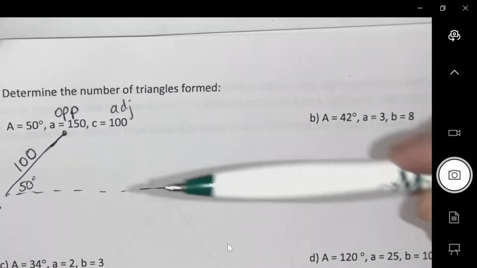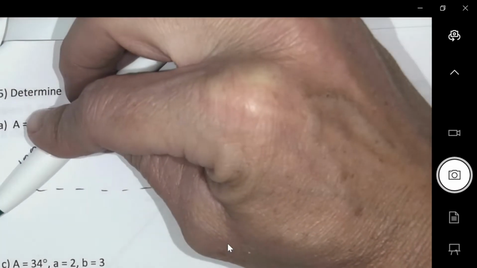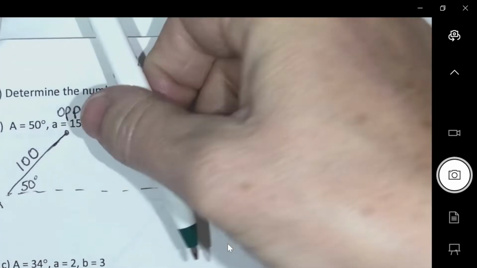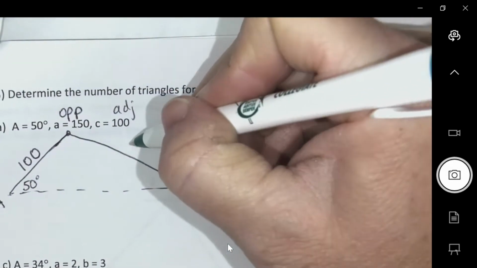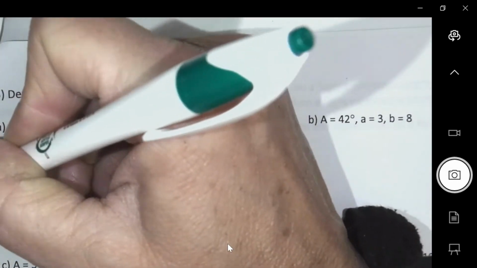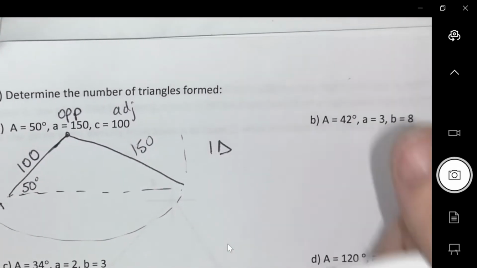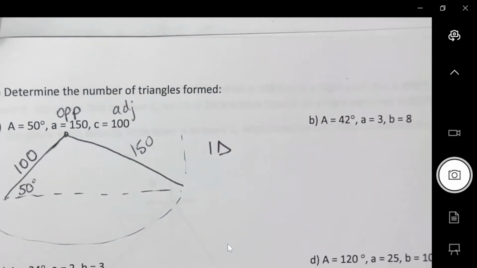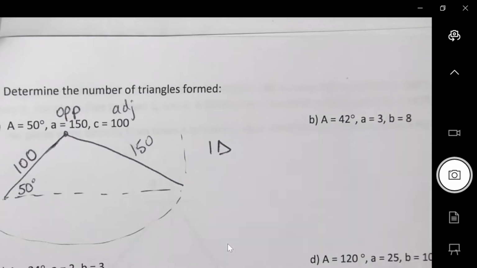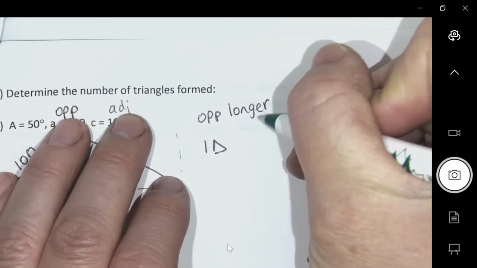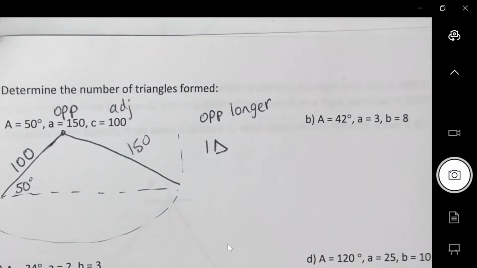Okay, do you remember this? If this is 100, 150 is longer. And what will it do? It will form how many triangles? One triangle instantly. So that was a rule. You probably will want these rules on your cheat sheet. But so this one, the opposite is longer. The opposite is longer, one triangle.